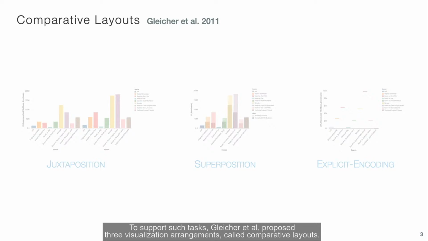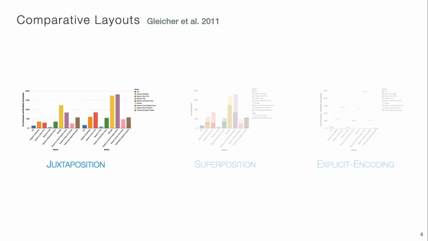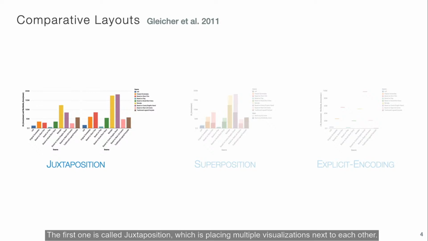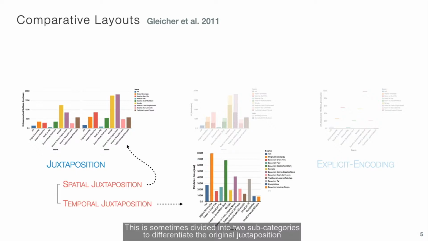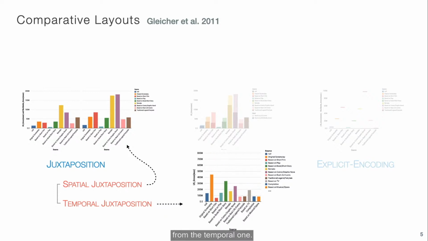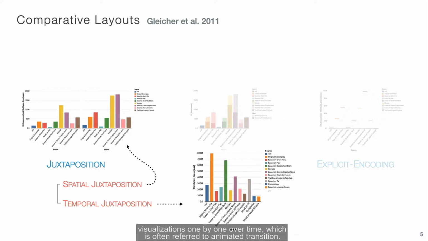To support such tasks, Gleicher proposed three visualization arrangements called comparative layout. The first one is called juxtaposition, which is placing multiple visualizations next to each other. This is sometimes divided into two subcategories to differentiate the original juxtaposition from the temporal one. The temporal juxtaposition is showing multiple visualizations one by one over time, which is often referred to as animated transition.